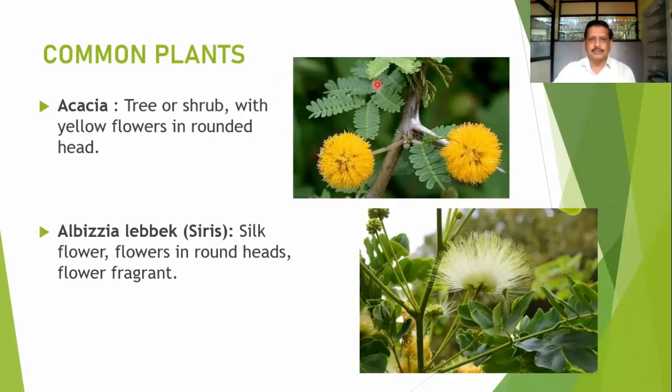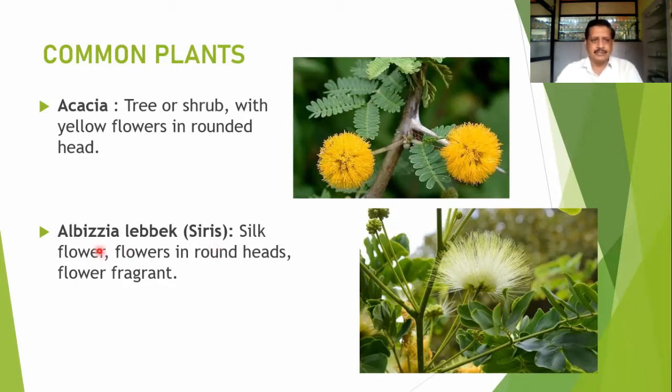As we know, the most common in our region is this Acacia nilotica, or we can say Acacia arabica in our region. These are normally trees, or some genera may be having the shrubby habit, and they are normally having the yellow flowers. These are in the form of rounded heads. So from these globose heads, you can identify the Acacia genus.